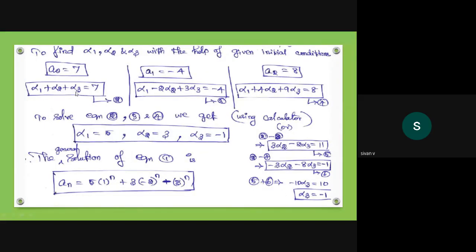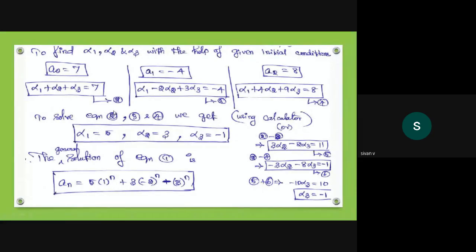Alpha 1 plus alpha 2 plus alpha 3 equal to 7. Alpha 1 minus 2 alpha 2 plus 3 alpha 3 equal to minus 4. Alpha 1 plus 4 alpha 2 plus 9 alpha 3 equal to 8. These are considered equations 2, 3, 4. Solve these equations. The solving procedure is not given here because it is easy.